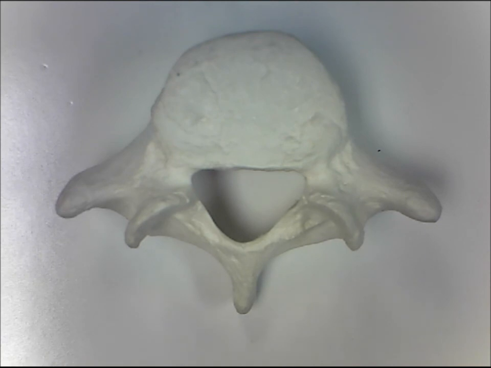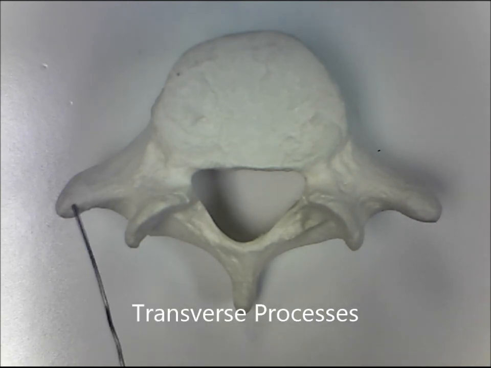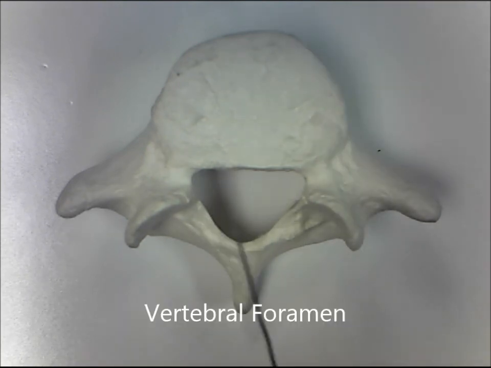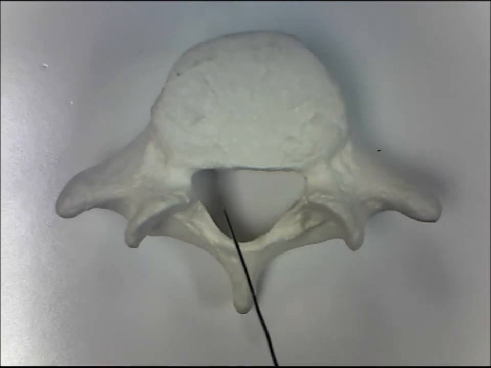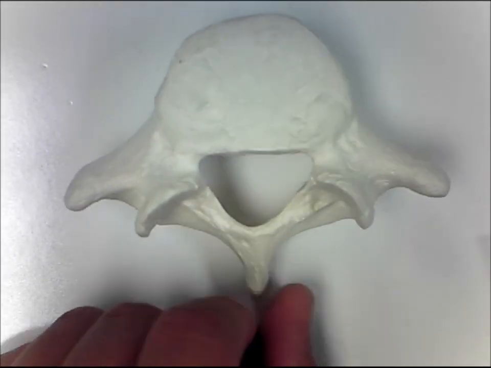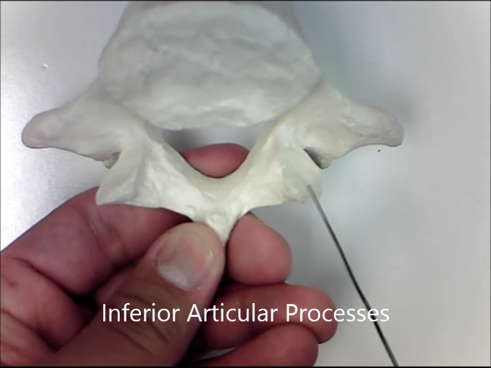Lumbar vertebrae. After the thoracic vertebrae, the next 5 vertebrae are the lumbar vertebrae. Landmarks of the lumbar vertebrae are the spinous process, transverse processes, the body, the vertebral foramen, superior articular processes, and inferior articular processes.